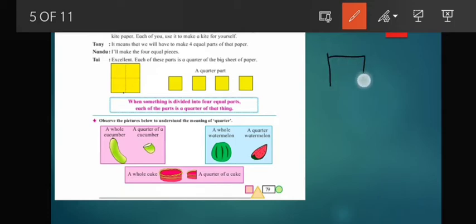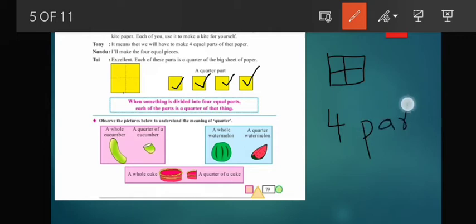See, there is a big sheet of paper. So they are going to make 4 equal parts. When you divide a thing into 4 equal parts, each is a quarter part. So this is a quarter part. There are 4 quarters. Quarter means 4 parts. One part is known as a quarter part. When something is divided into 4 equal parts, each of the parts is a quarter of that thing.